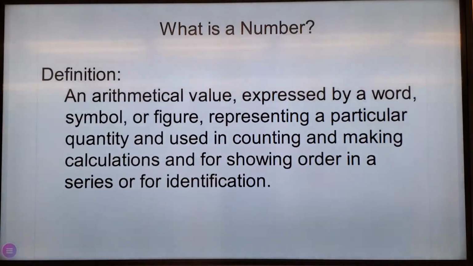So here, as promised, I'm going to define a number. Again, if you look at the board, you should understand the complexity of this. Numbers are extremely difficult. Okay, when somebody asks for a number, they're not simply looking for the number 2, the number 3, the number 5, the number 600 million. Okay, this is an arithmetical value expressed by a word, symbol, or figure representing a particular quantity and used in counting and making calculations, and for showing order in a series or for identification. Okay, thank you, Webster Dictionary, for making life complicated.